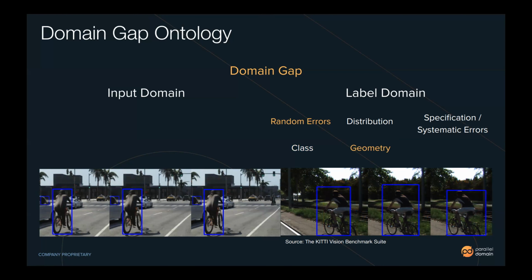Then, differences in geometry: how tightly do you annotate the boxes of your cyclists? Or what do you consider false positives? So every now and then you will miss an object if you have humans annotate, or label an object that's not actually there. All these things that you usually don't get with synthetic data.